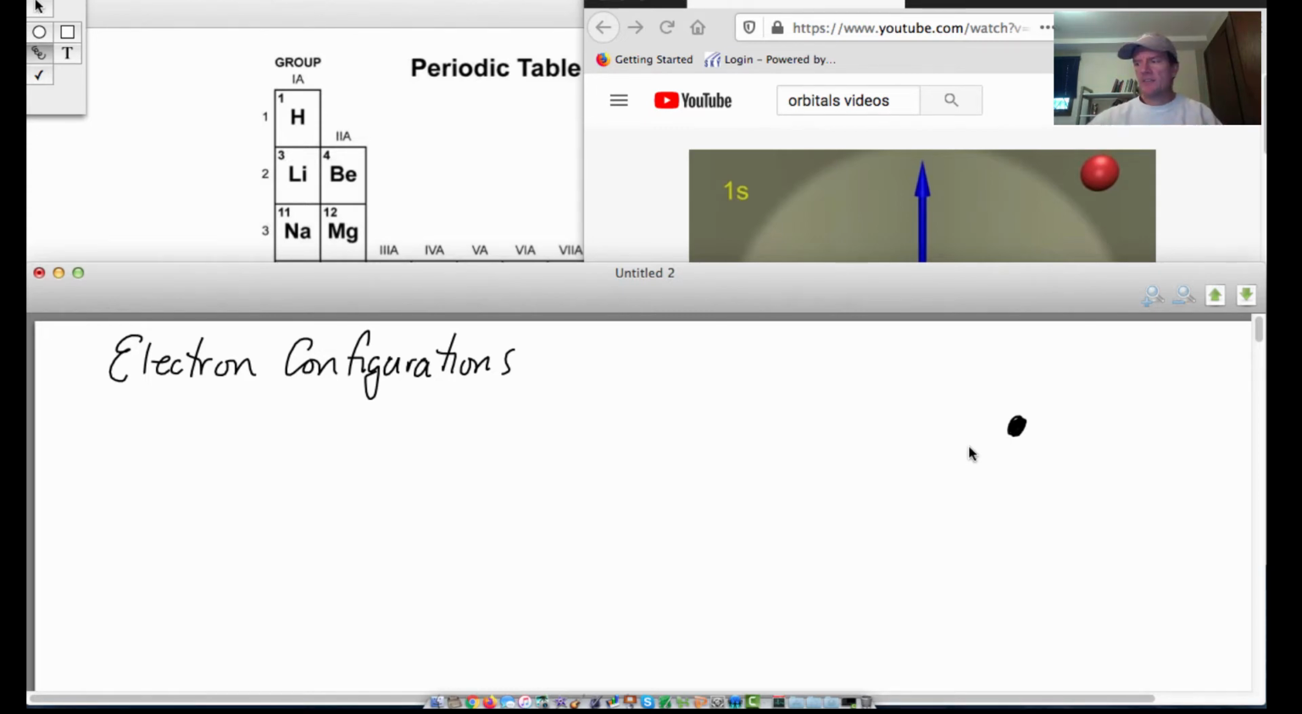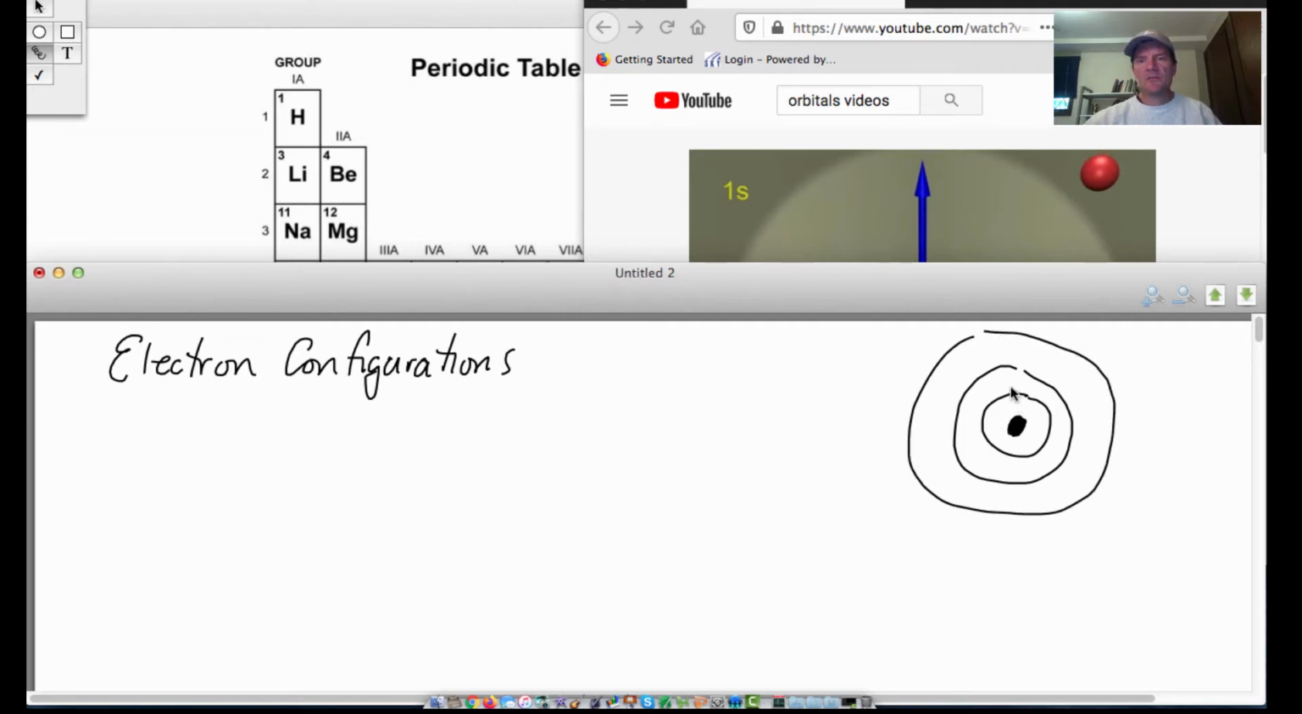So I'm going to do a couple models here. This model right here is going to represent the energy levels. The black dot in the middle is your nucleus, where your protons and neutrons are. And then the circles are going to represent the different energy levels where electrons are believed to reside. Each circle is representing a different energy level. So the first circle is the first energy level. And then we get the next circle out as the second energy level, the third energy level. And then we'd have the fourth energy level, and so on, as many as we need, depending on how many electrons there are. Okay?